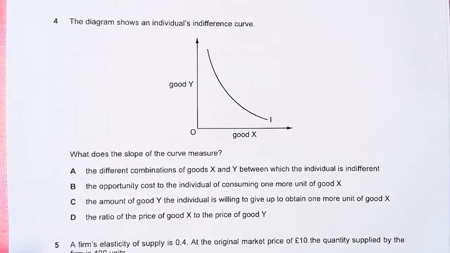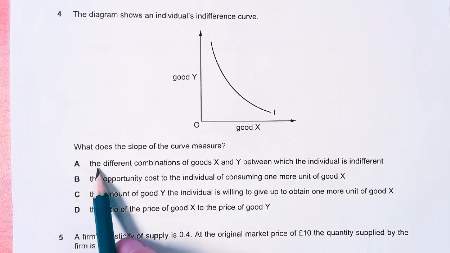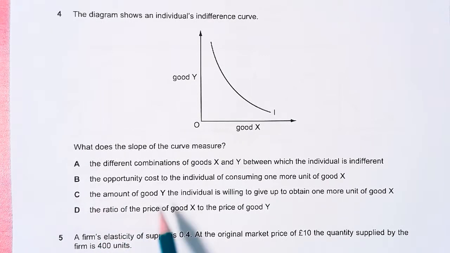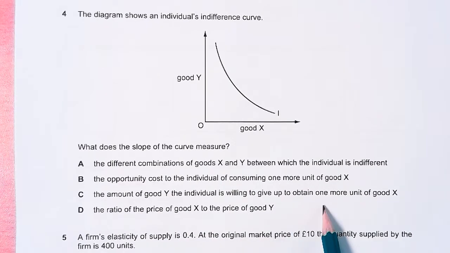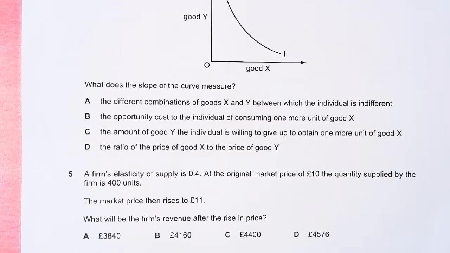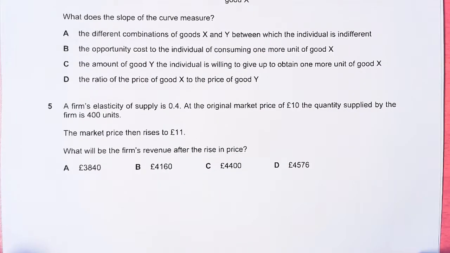So if we look through, yeah, well, that's a definition for what an indifference curve is. The opportunity cost, no, that's more about PPCs, as we just saw earlier. The amount of good Y the individual is willing to give up to obtain one more unit of good X. Okay, well, that sounds very accurate in terms of describing the marginal rate of substitution. The answer is C.